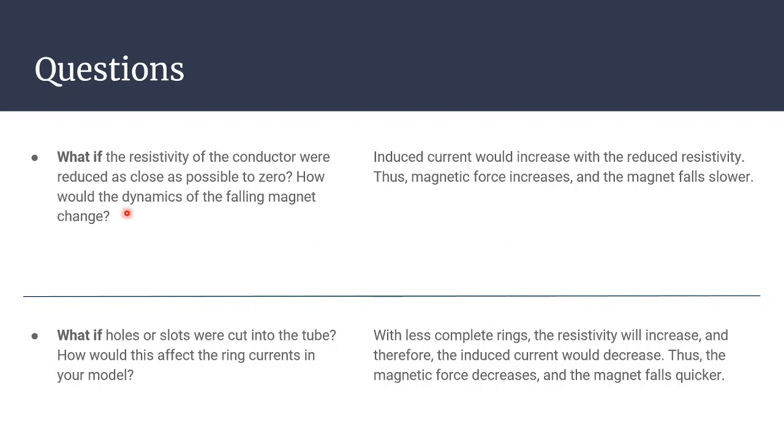And then we also had the questions of what if the resistivity of the conductor were reduced as close as possible to 0, and how would the dynamics of the magnet change. So we'd see that the induced current would increase with reduced resistivity, and thus the magnetic force increases and the magnet falls slower. And if there were holes or slots cut into the tube, then we knew that with less complete rings, the resistivity would increase and therefore the induced current would decrease. So opposite to what happened in the first question, the magnetic force would decrease and the magnet would fall quicker.